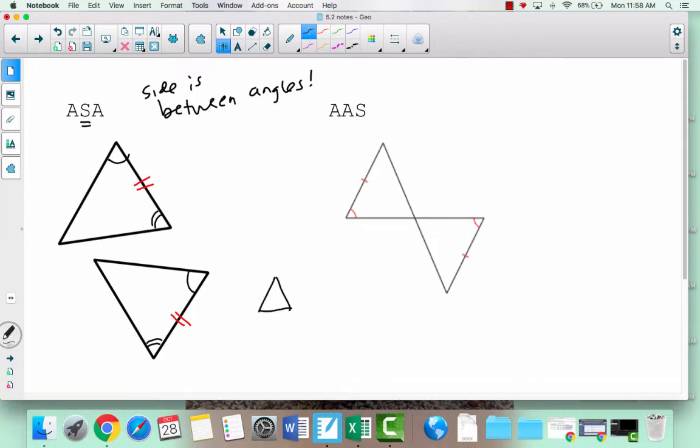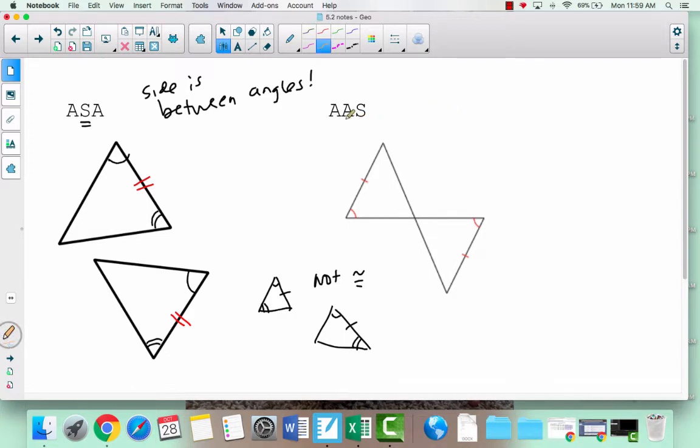So here's one triangle, here's another. If I marked an angle and an angle here, and then I marked a side here and here. Notice that the side locations, even though they're marked the same, are not in the same location in the picture. So this would not be congruent because this is not following the correct order of angle, side, angle in both. Okay, so if you have any questions about the differences between those, make sure you let me know.